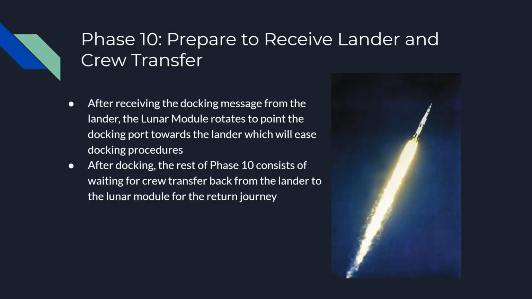With the lander now redocked to the lunar module, we can begin phase 10, which is crew transfer again, but this time it's going from the lander to the lunar module. Same kind of logic as before, it's just counting how many are in each, and once everyone's back onto the lunar module, it sends a message to begin phase 11.